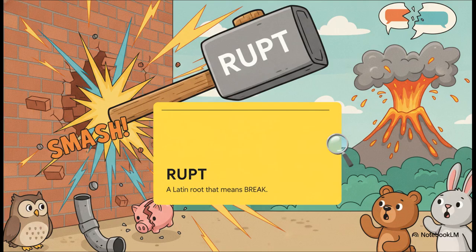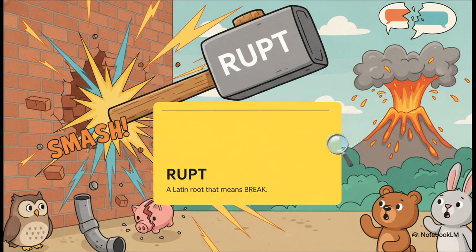It's the Latin root rupt, R-U-P-T. Rupt simply means break. I want you to think of rupt acting like a giant, magical hammer just smashing through words. Every single time you hear R-U-P-T hiding inside a word, picture that giant hammer swinging down. Smash. A wall breaks. Smash. A pipe breaks. Smash. A conversation breaks.